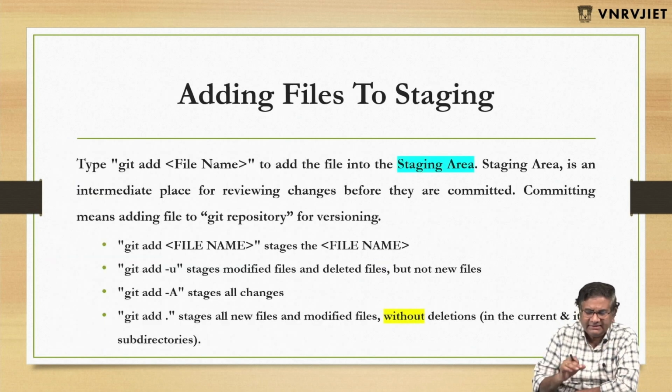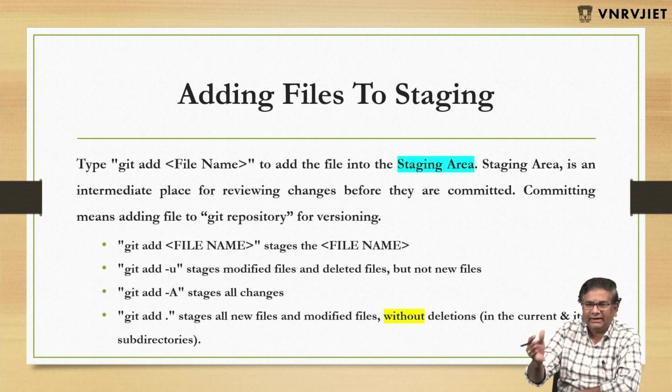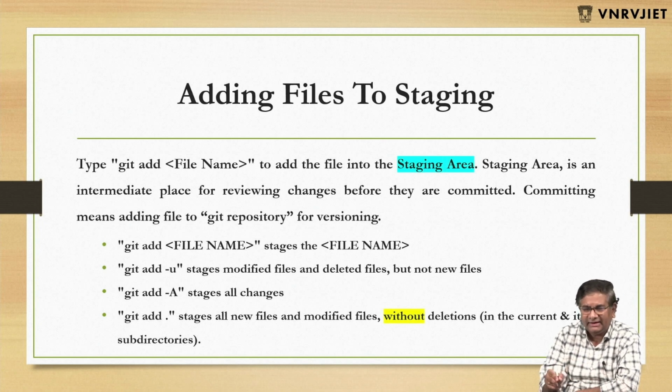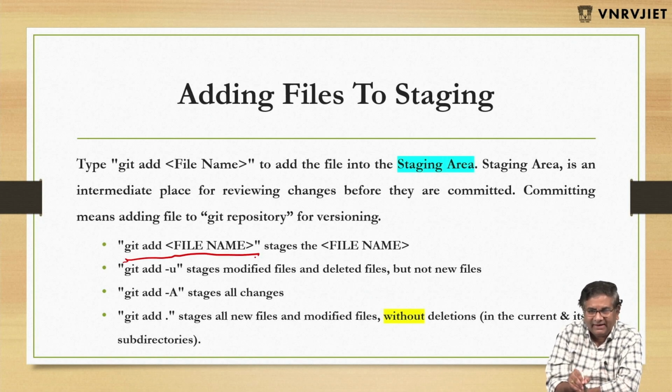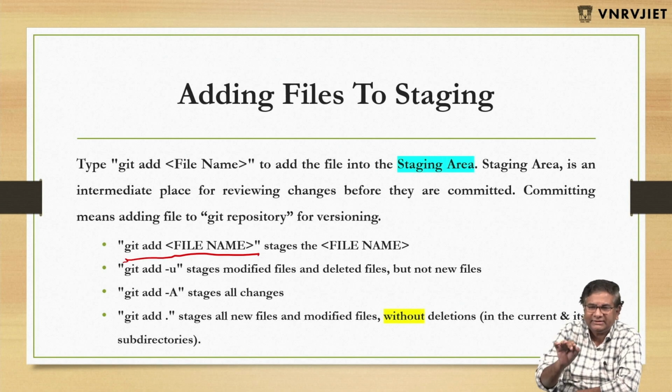Now what is a staging area? A staging area is an intermediate place for reviewing changes before they are committed. Committed means permanently storing in the Git server. That is what actually stores the versioning of the file. But before that, you have to put it in a temporary, intermediate place called the staging area. So in order to put a file in the staging area, we type the command git add file name. This is one way of adding a file to a staging area. Again, git add would not put the file into the Git server completely. It just puts it into a staging area.